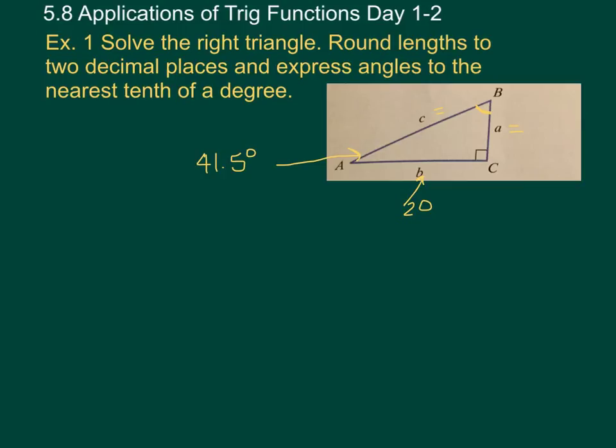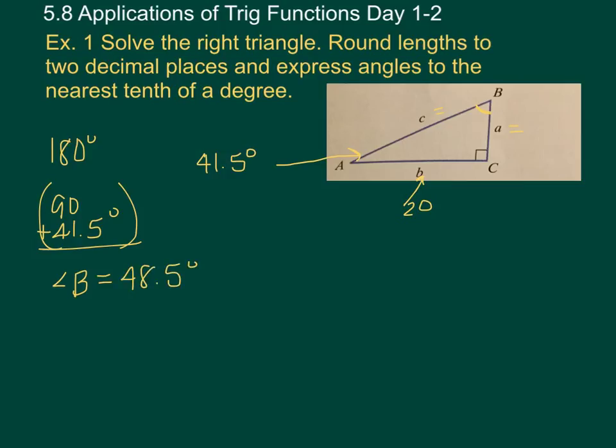So we know that all the angles of a triangle have to add up to 180. So if you would add 90 and then 41.5, and then take that sum and subtract it from 180, that would give you angle B. So that means that angle B is 48.5 degrees. I should show this. You subtract that from 180.